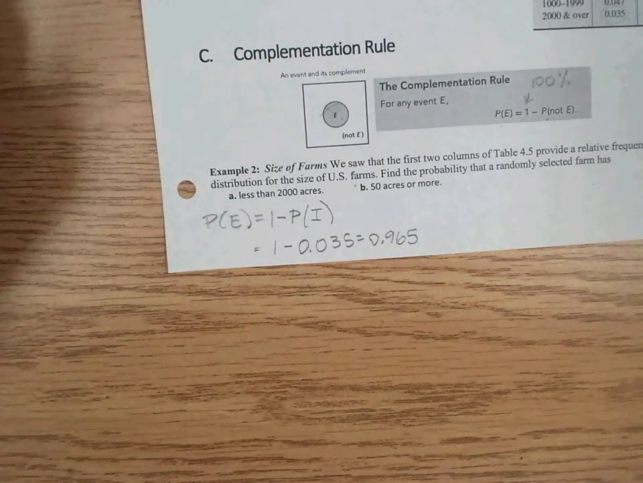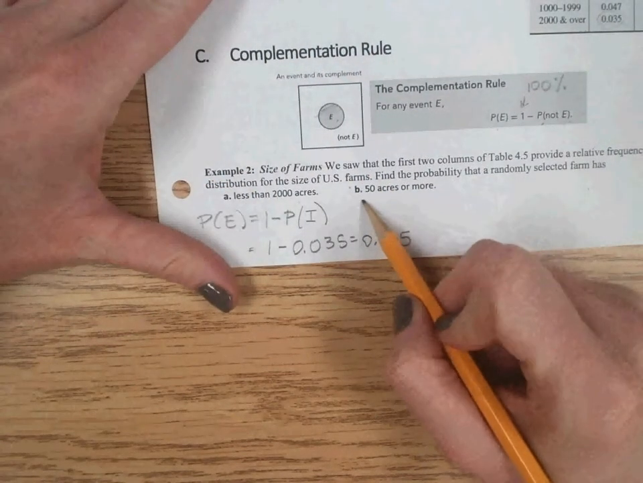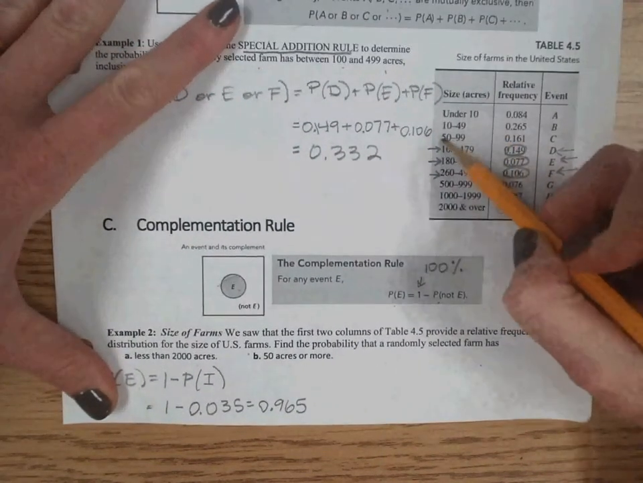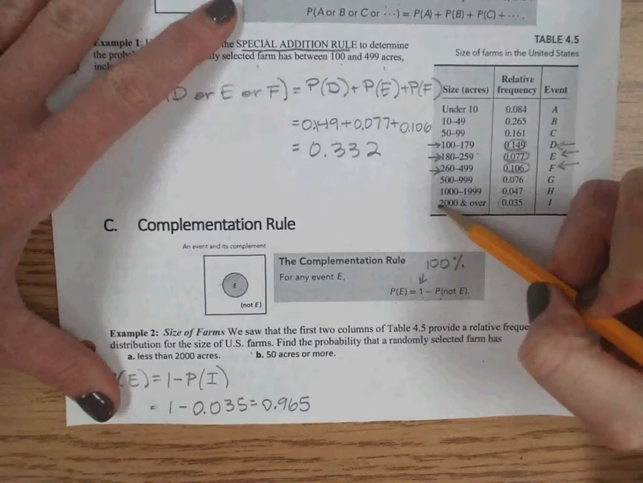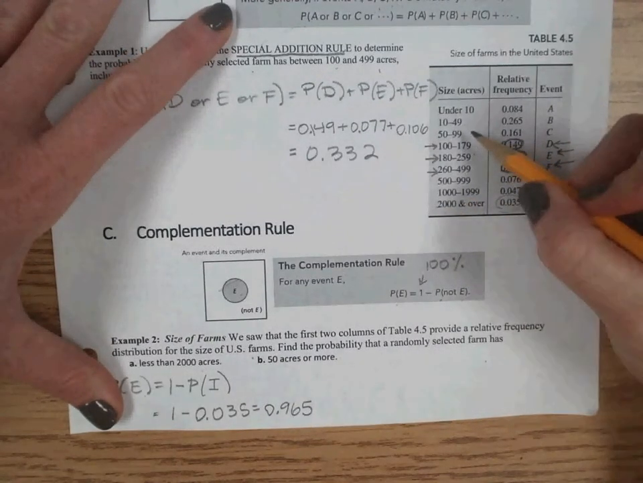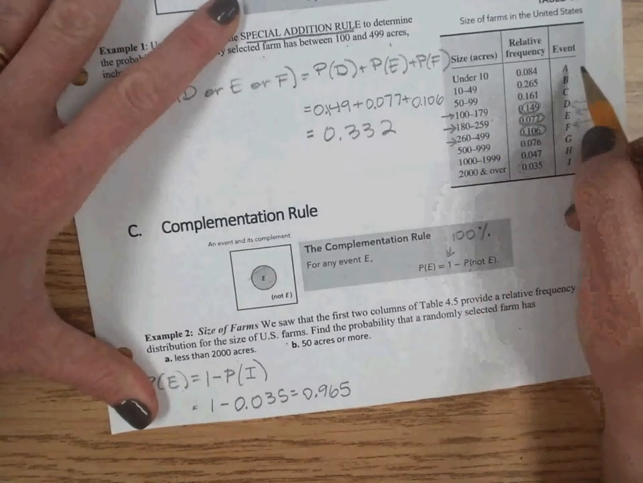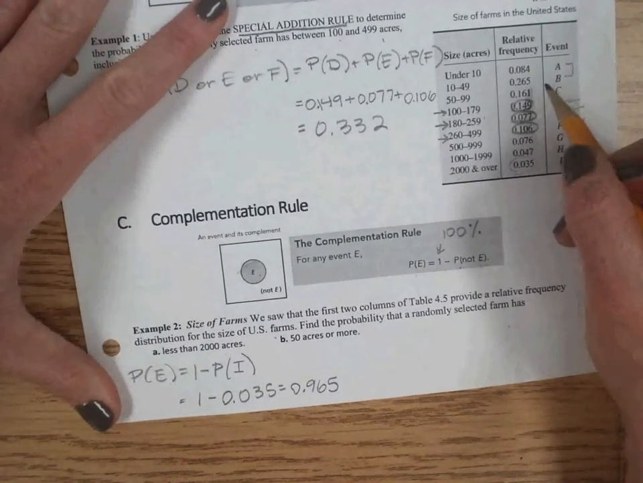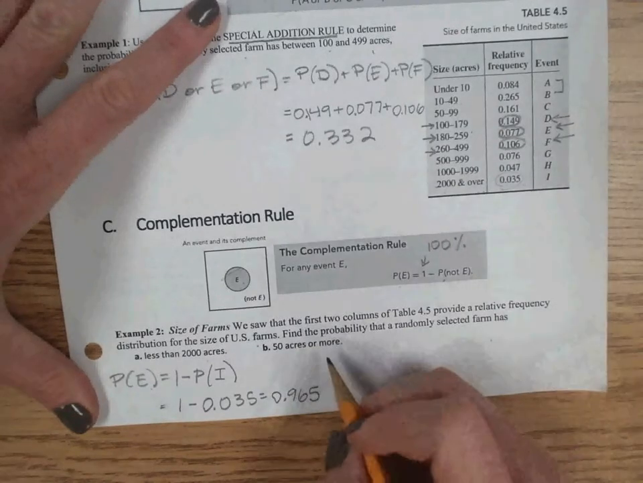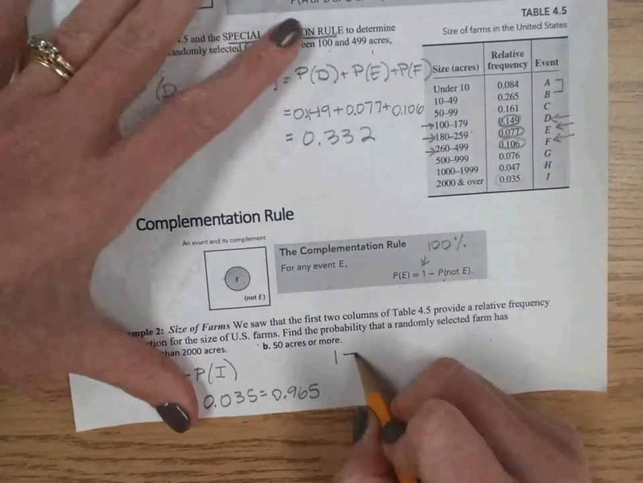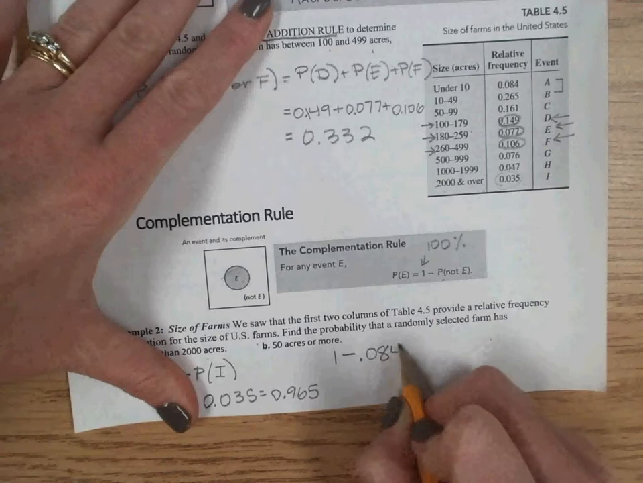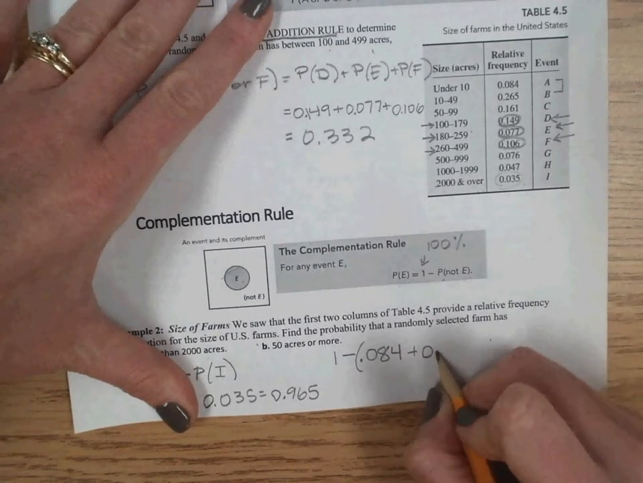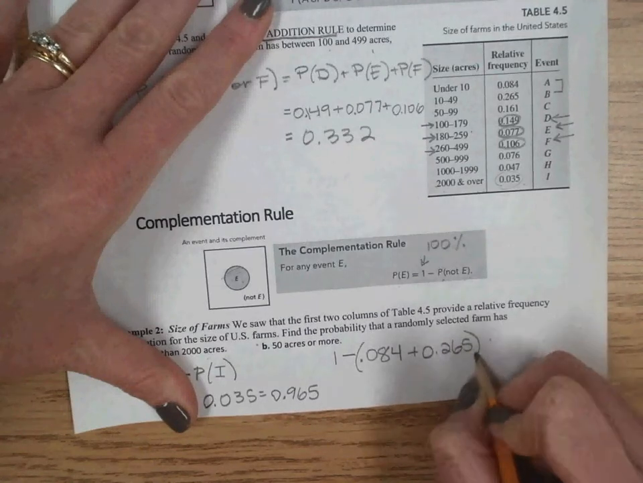so 965 thousandths. And then looking at this next example, 50 acres or more, so you have 50 acres or more would be all of those represented here, and we just have events A and B that would be less than 50, so we could just take and subtract 1 minus 0.084 and then 0.265.